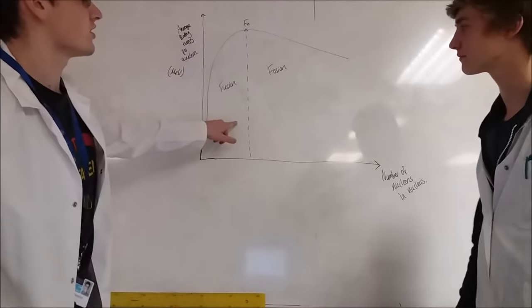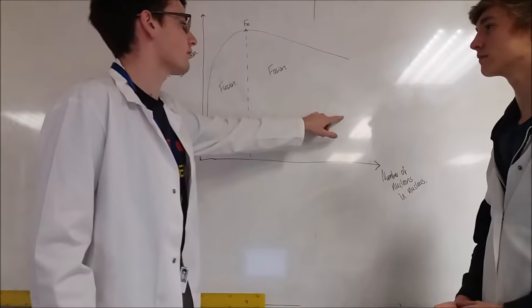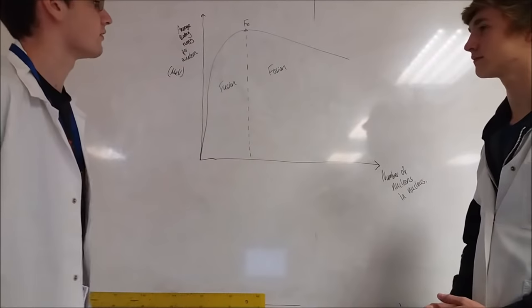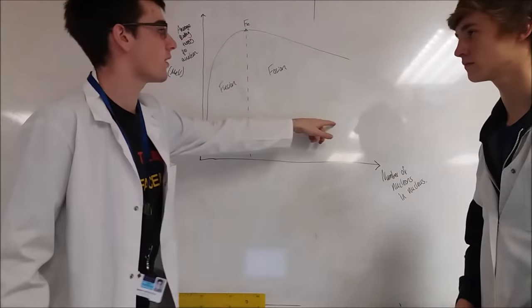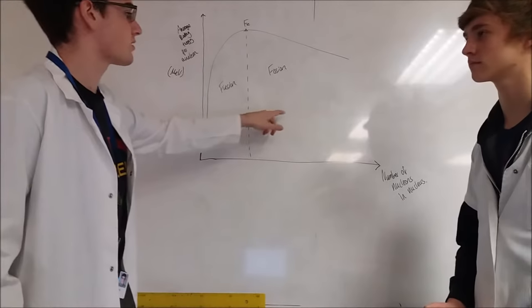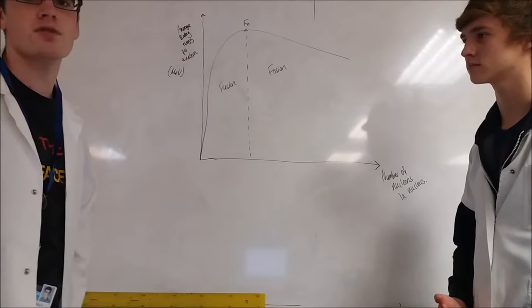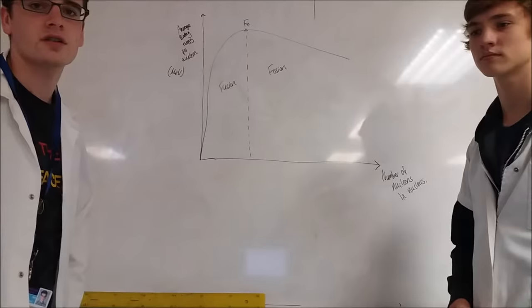From the curve of binding energy, the less stable nuclei are further to the right, which is much further away from iron. This suggests that energy can be released when heavier nuclei split up into fragments nearer to iron. This is the process of nuclear fission.